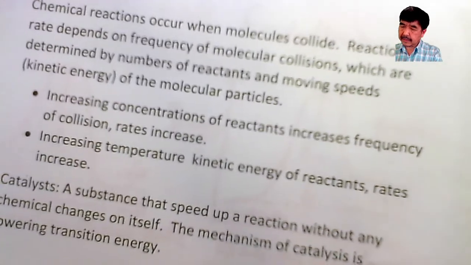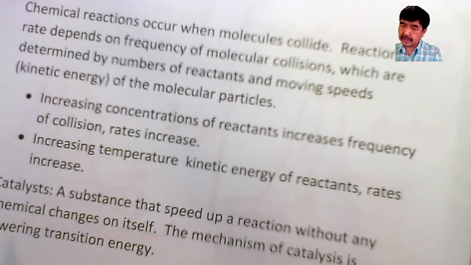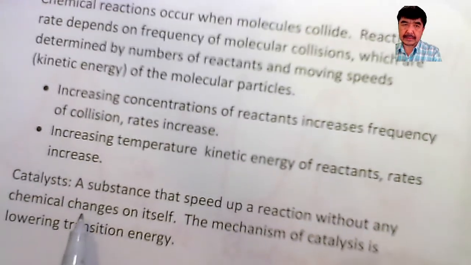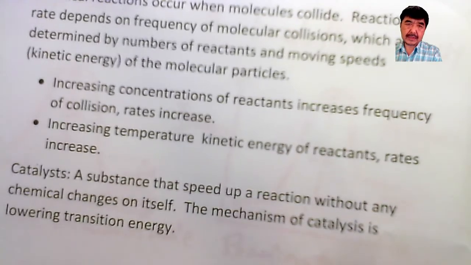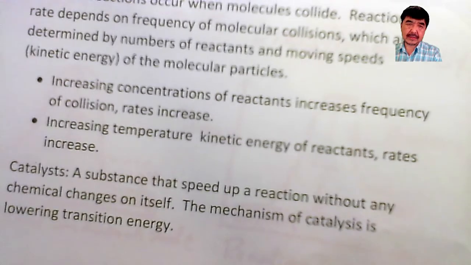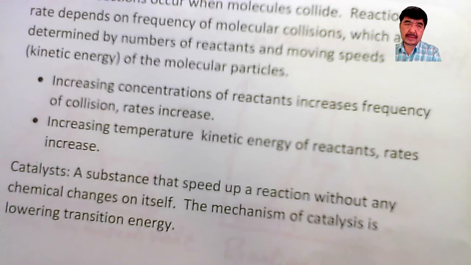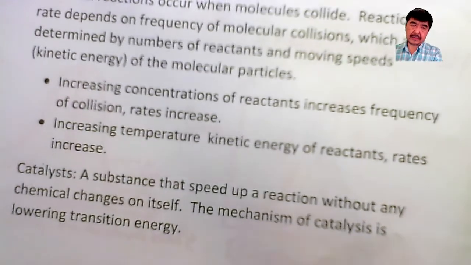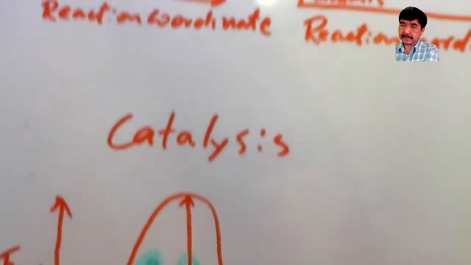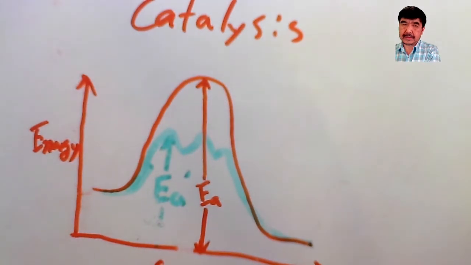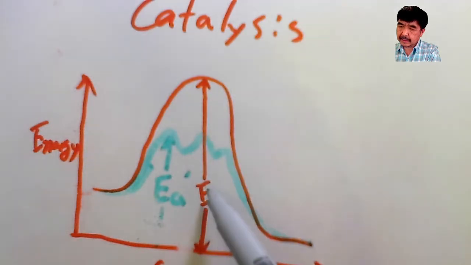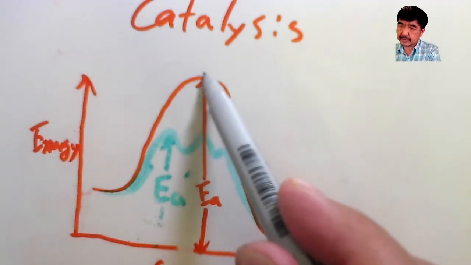The next factor that can increase the reaction rate is called a catalyst. A catalyst is a substance that speeds up a reaction without any chemical change to itself. The mechanism of a catalyst, catalysis, is lowering the transition energy. Let's take a look at this cartoon here. Originally the activation energy is higher. It's EA. This is the original transition state.